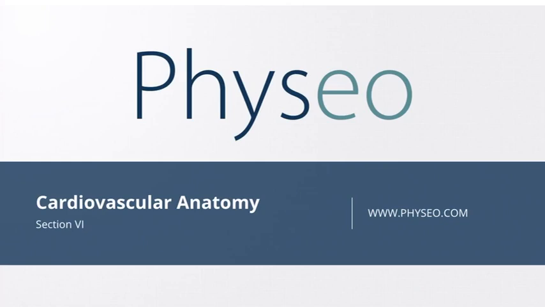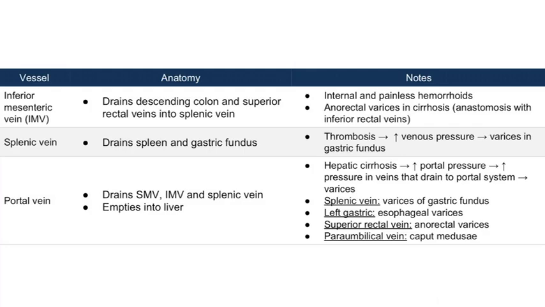Welcome to section 6 of cardiovascular anatomy. In this section, we will discuss the gastrointestinal veins and the portal system. This table breaks down the veins of the GI system in a very simple way. We have the inferior mesenteric vein, the splenic vein, and the portal vein.